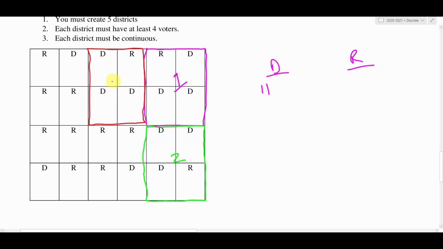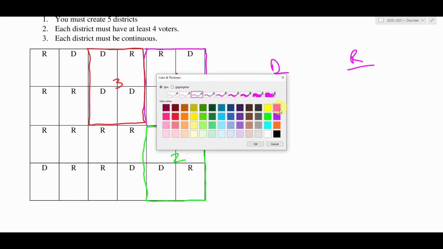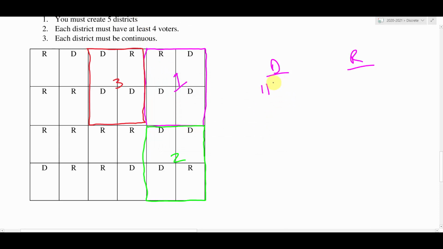Okay, so this one is going to be called District 3, and it is 3 Democrats to 1 Republican. So this one will give me a third Democratic representative. So now 3 out of the 5 representatives that I send to Congress are most assuredly going to be Democrats. I still have to create 2 districts.